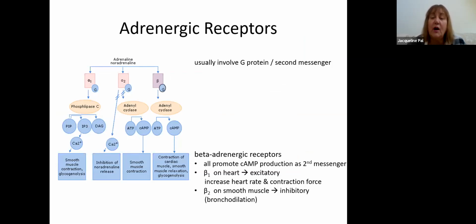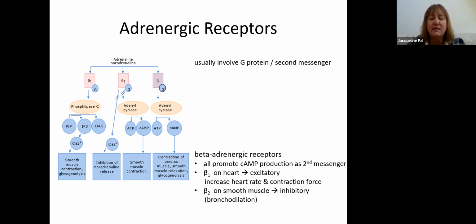Adrenergic receptors are involving norepinephrine, and they usually will involve a G protein or a second messenger system. So let me talk first about the far right, where we have the beta adrenergic receptors. So these are just going with alpha and beta, as opposed to fancy names as we had in the cholinergic things. Beta receptors all promote cyclic AMP as their second messenger. So we have that normal G protein acting on adenylyl cyclase, which causes ATP with a kinase to become cyclic AMP. And we have two different types of beta receptors.